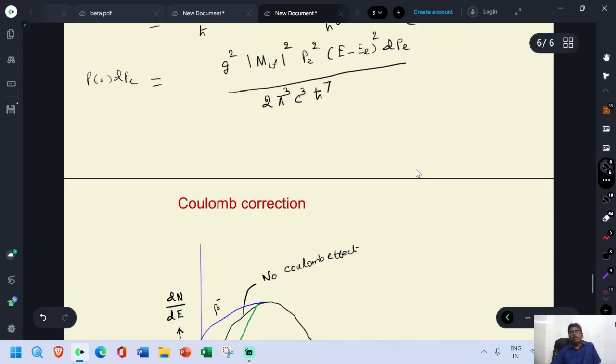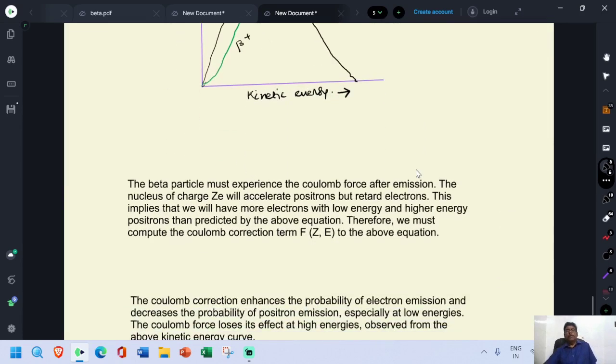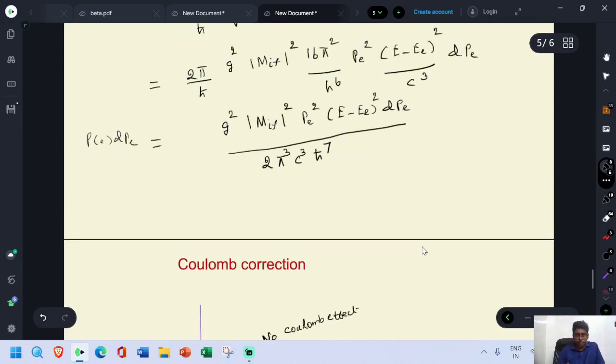Now we have to apply the Coulombic correction. The beta particle must experience the Coulomb force after emission. The nucleus of charge plus Ze will accelerate positrons, plus plus repels, but retard or decelerate the electrons. This implies that we will have more electrons with low energy and high energy positrons than predicted by the above equation. Therefore, we must include the Coulombic correction term F of Z comma E in the above equation.